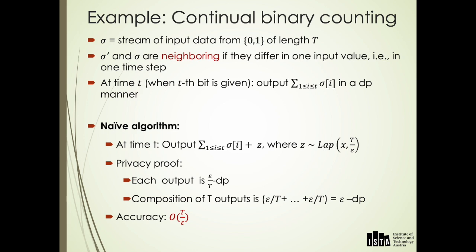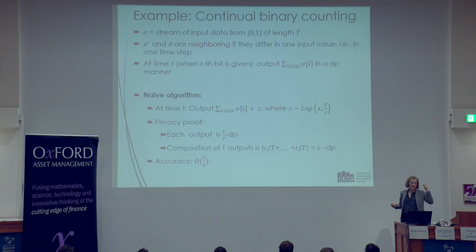If you do composition, then the differential privacy of these t outputs is the sum of the epsilon values. Since you are outputting t of them, you have to make sure that each of them is epsilon over t differentially private, which means you need to use Laplacian noise of scale t over epsilon. Then you can just use the composition that I showed you before, and you get the sum over all these t outputs, every time epsilon over t, so you get that you're epsilon differentially private.